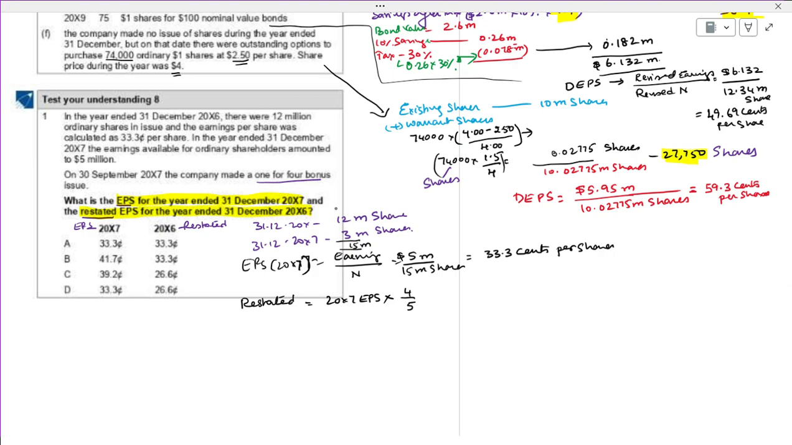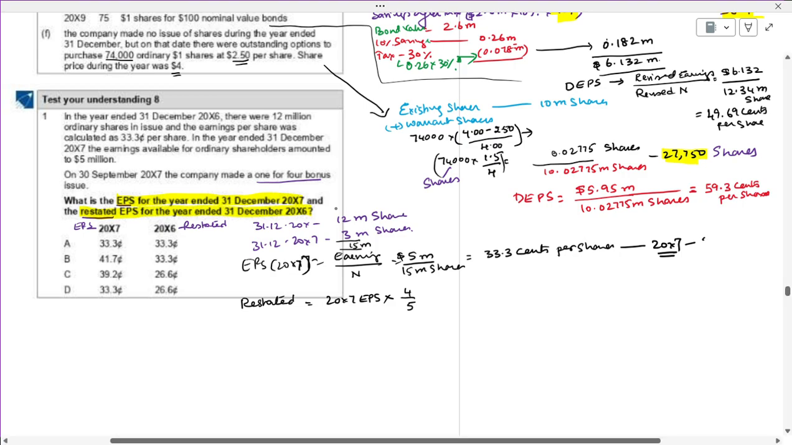This EPS is for which year? This EPS is for 2007. How many shares have we taken? 1 for 4. The equivalent for 1 share is 33.3, but it is calculated taking into consideration 5 shares after the bonus issue. But we want to know before the bonus issue. I will put 5 shares, and EPS is 33.33 cents for 4 shares. Restated EPS is a question mark.